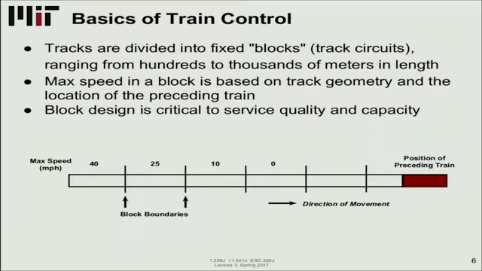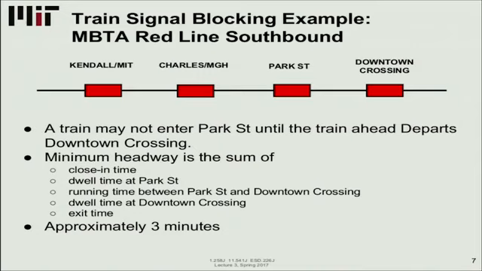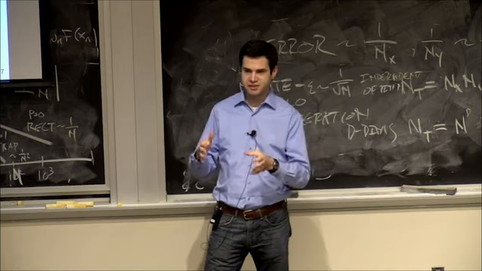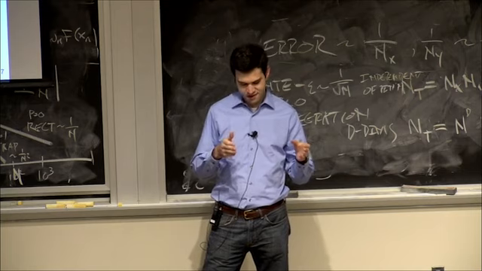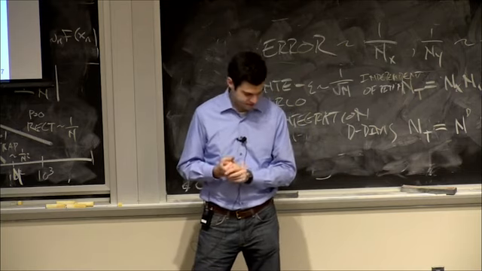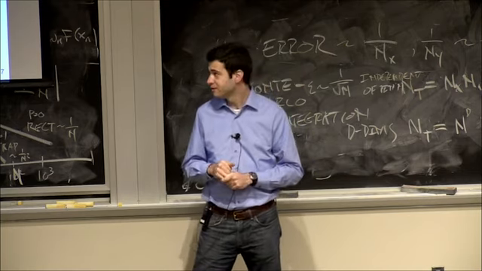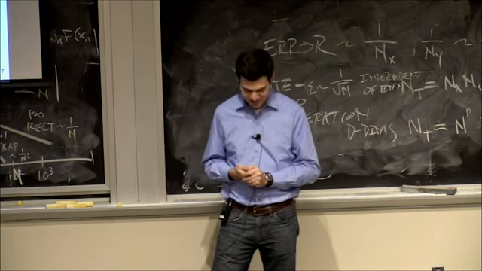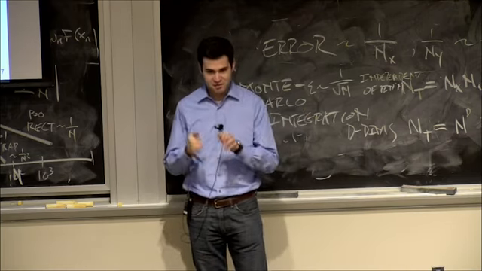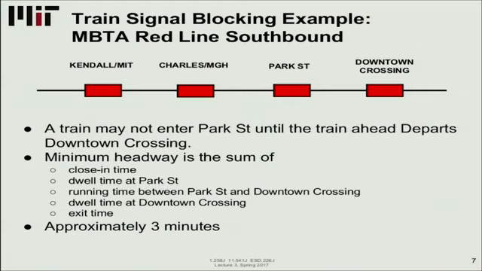All right. So one of the things with block systems like this is that they constrain the capacity of the line. If we look at the red line in particular, this is the line that puts a constraint on the frequency of service. 3 minutes. You can't run service more often than that on the red line because of the way the blocks were designed. So what happens?